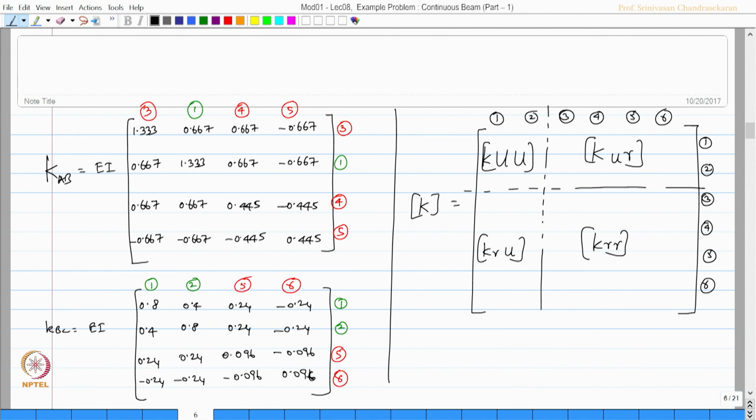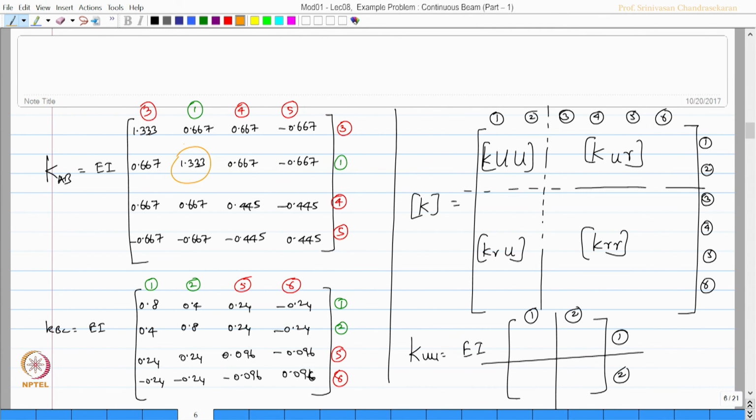So, I want to pick up and only write the KUU value here, which is EI times of a 2 by 2 matrix. Let us write that, which will be 1, 2 and 1, 2. From these two matrices let us pick up the values of 1 1. I am just circling them for our convenience. 1 1 is this value. So, I write here 1.333. Then I also have this value which is 0.800.